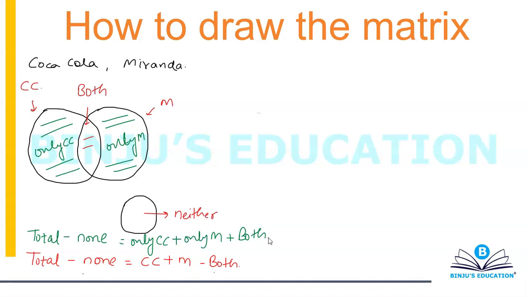Now observe the two equations. The difference is that in the first one we subtracted both, and in the second one we added both. The reason is that when you say Coca-Cola, you're basically talking about both the regions. Okay, so let's do one thing. Let's name this only Coca-Cola part as 1, this both part as 2, and this Mirinda part as 3.